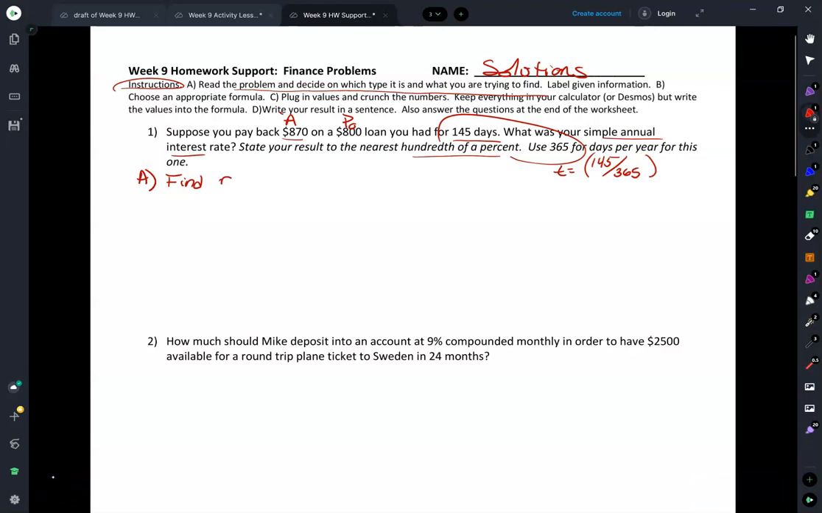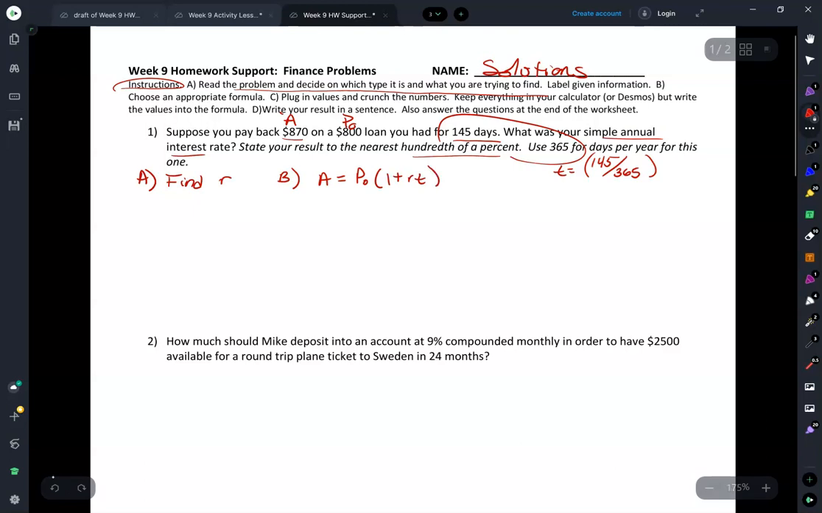For the formula, I'm going to write that in here. We have a pretty standard one that we're going to use, but which one? We have a few different versions. So this one, since I'm trying to find the rate and I'm given the end amount and I'm given the initial amount, I'm going to use A equals P sub 0 times 1 plus RT.